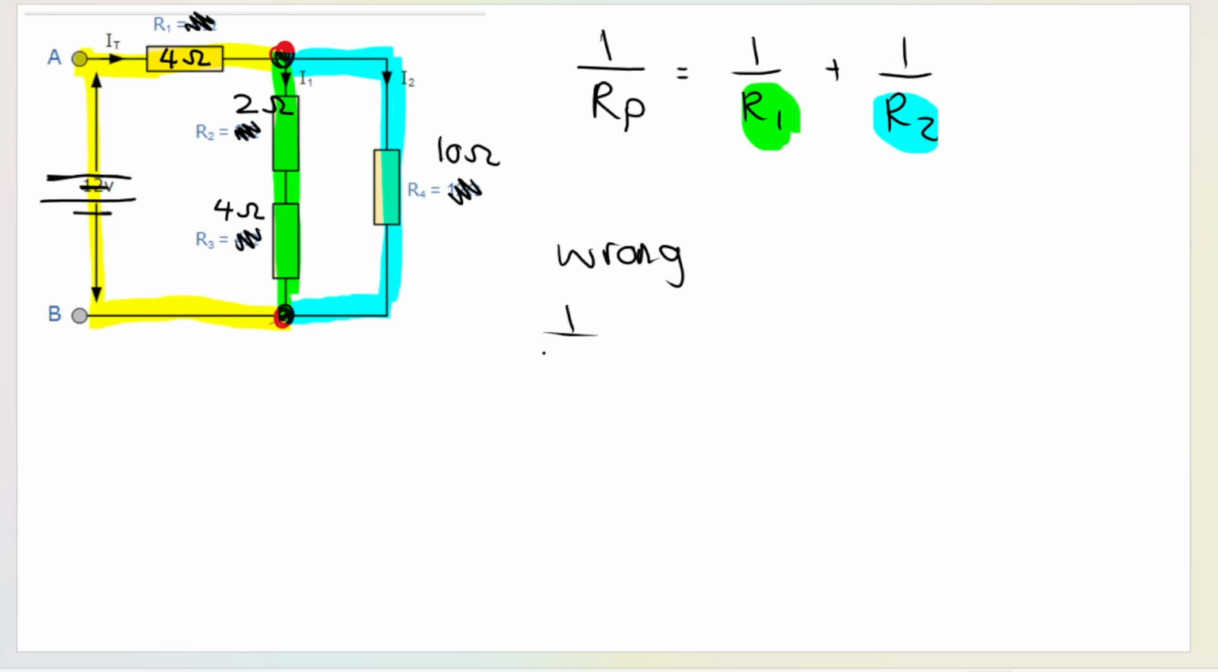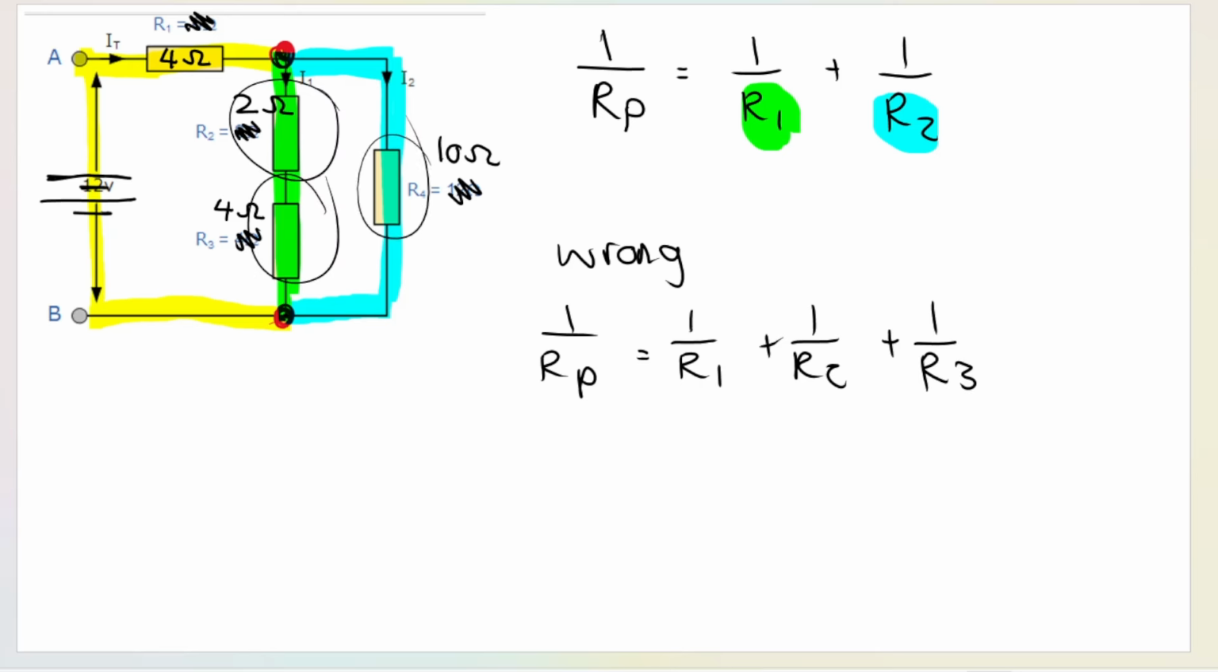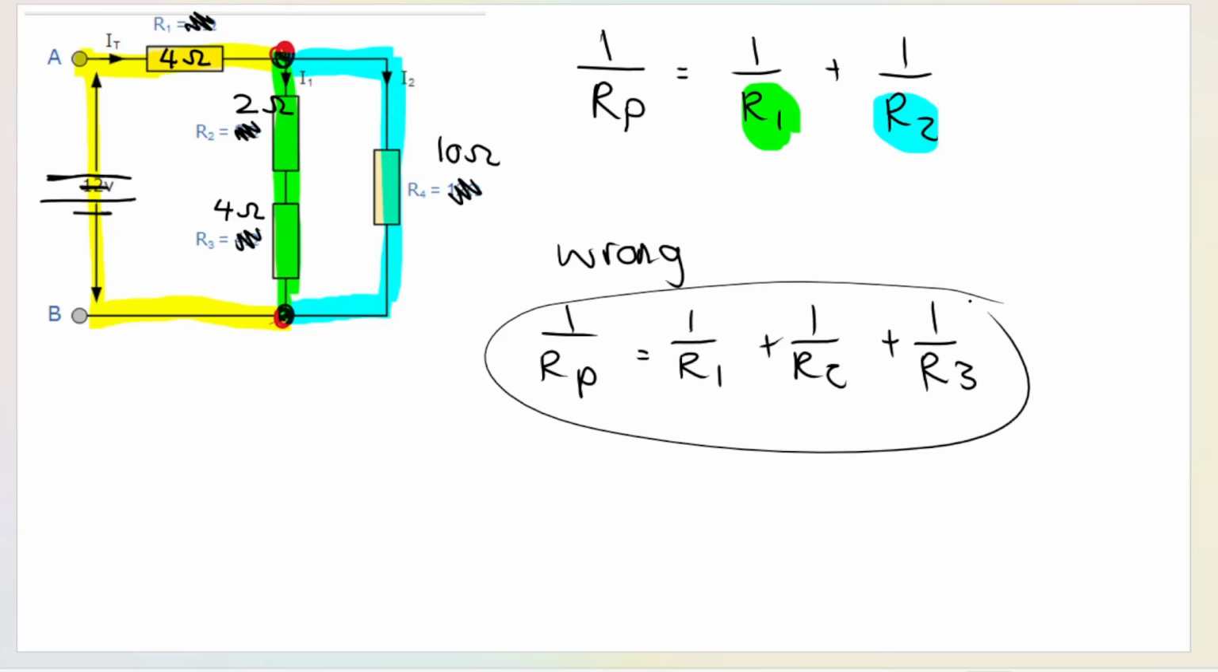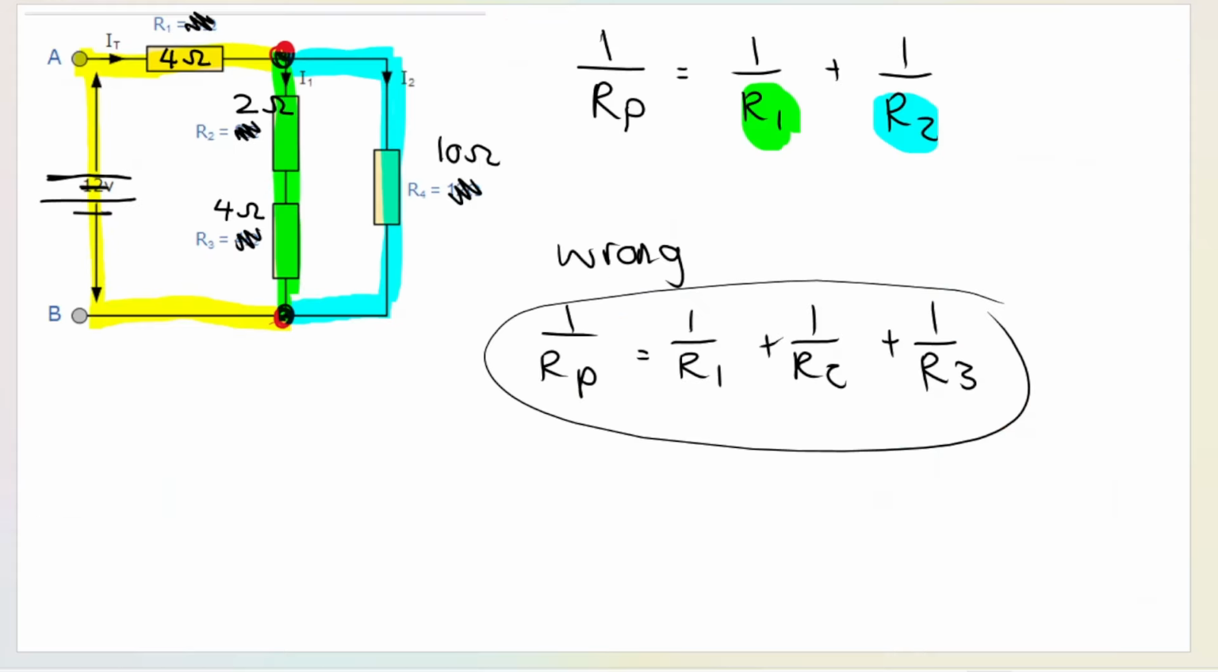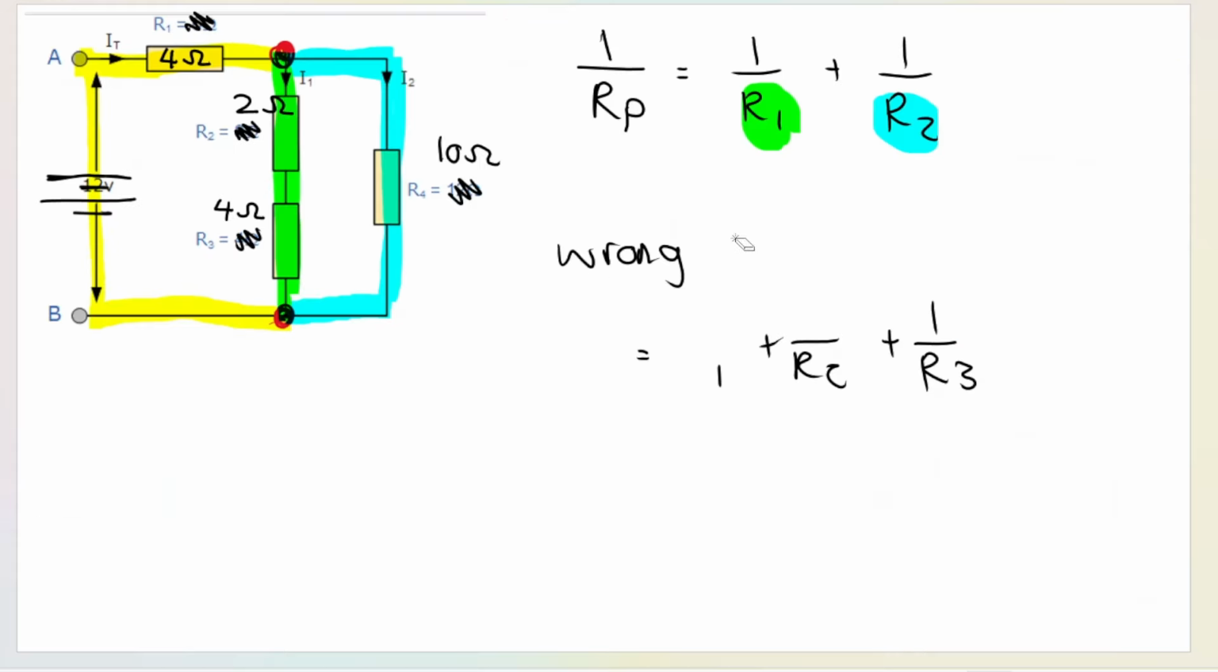A wrong formula would be saying 1 over RP is 1 over R1, plus 1 over R2, plus 1 over R3. And I know some of my students think that because there's 1, 2, 3 resistors here. However, you will only use a formula like this if there are 3 branches. So you'll only use 1 over R1, 1 over R2, and 1 over R3 for a circuit that looks like this one, where there's 1, 2, 3 branches. If we only have 2 branches, like we do in this example, the green branch and the blue branch, we only have 1 over R1 and 1 over R2.